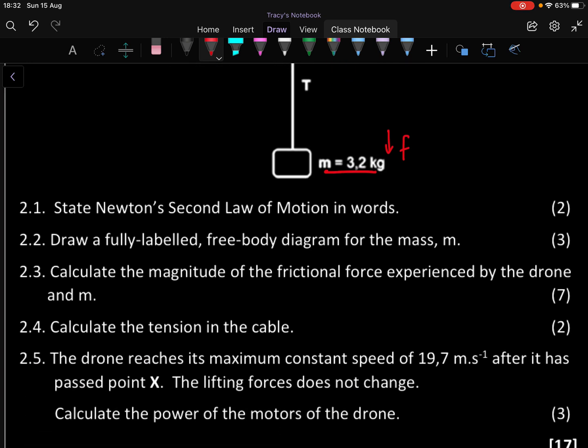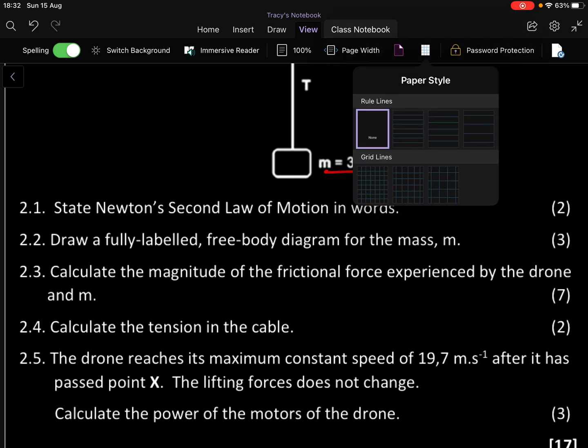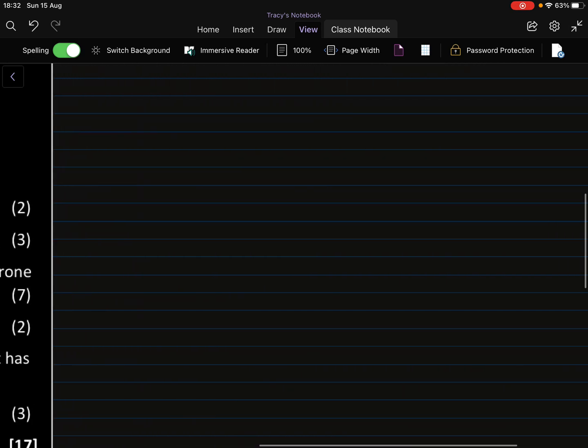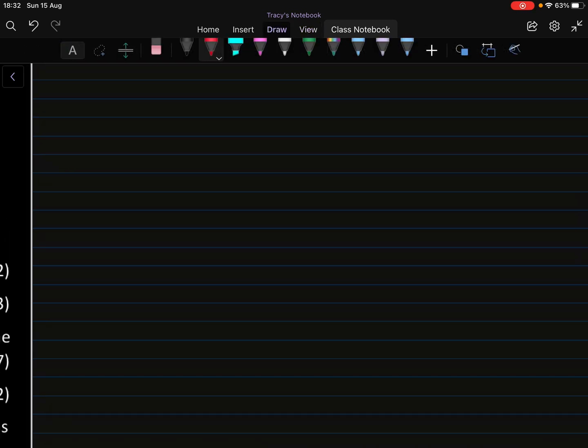First question is to state Newton's second law in words. Okay, I just want to give myself some lines here so that I can actually write in a straight line for you. Now, state Newton's second law of motion in words. These are non-negotiable in our exams, okay? So this really is something that should become second nature to you. And remember, so for 2.1, a resultant, please, you need to have this word or you get naught.